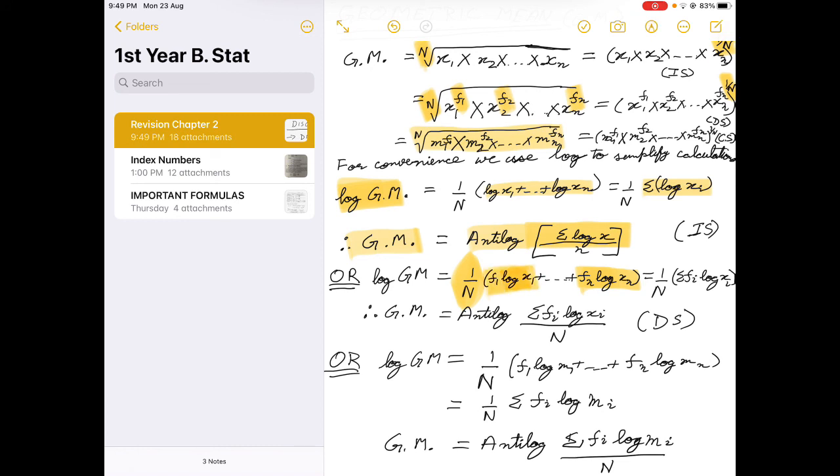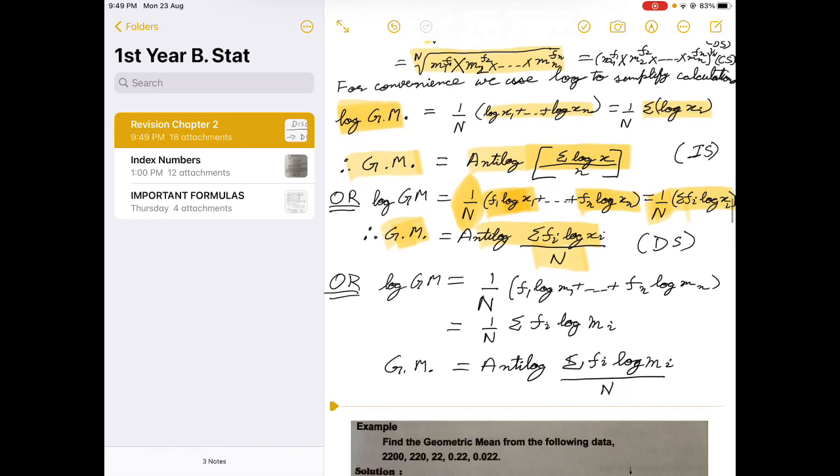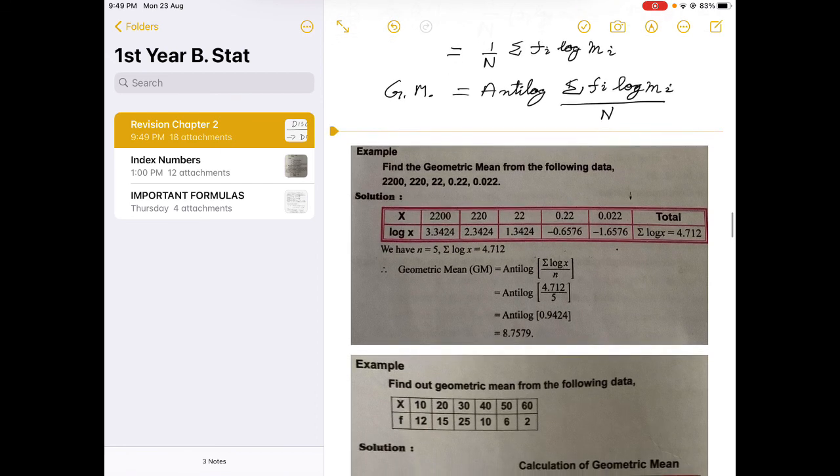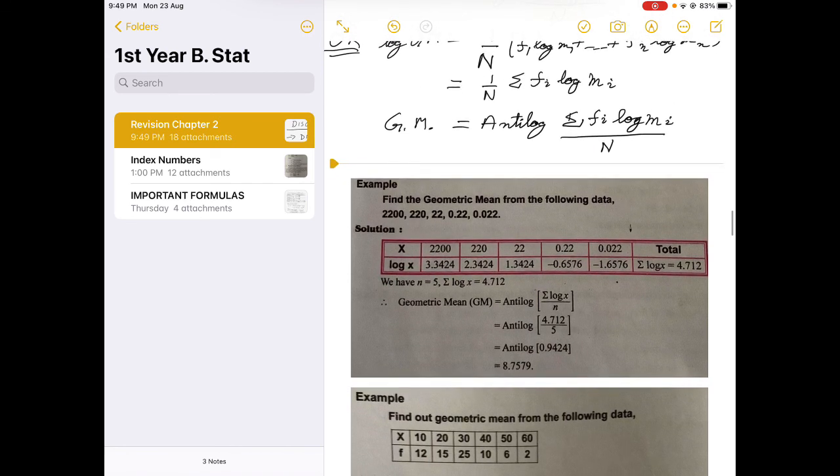Alright, so this can be written in the short form, sum of all frequencies multiplied by the log value of the x's, multiplied by 1 by n. Now when you want to find the geometric mean value in this case, you have to take the anti-log of sigma f into log xi by n. Now for convenience sake, to understand, let's look at problems. Then we'll come back to the continuous series.